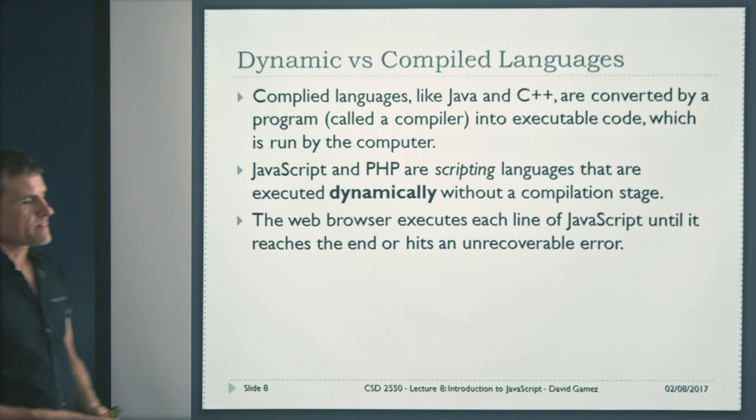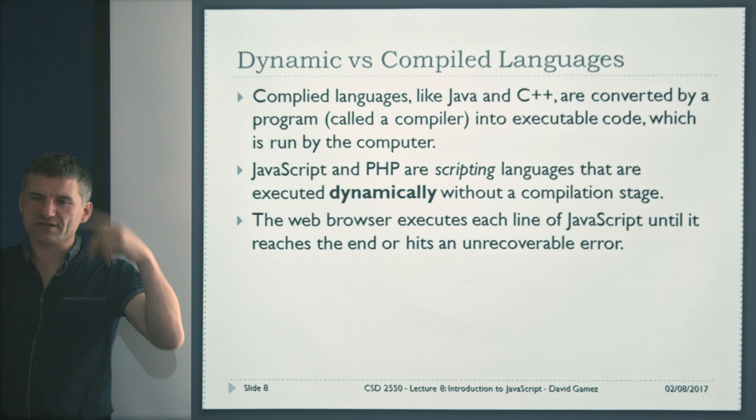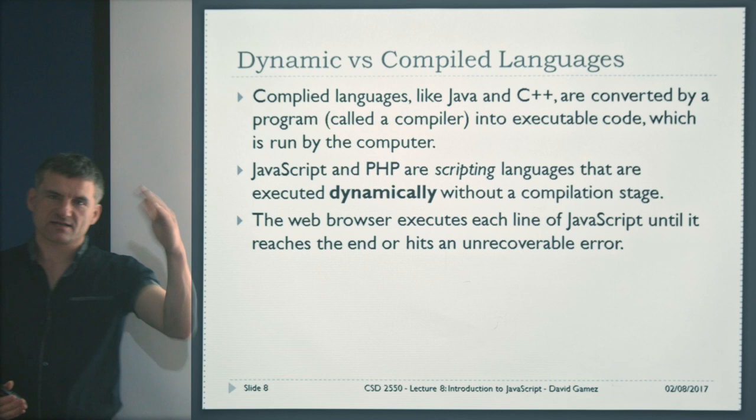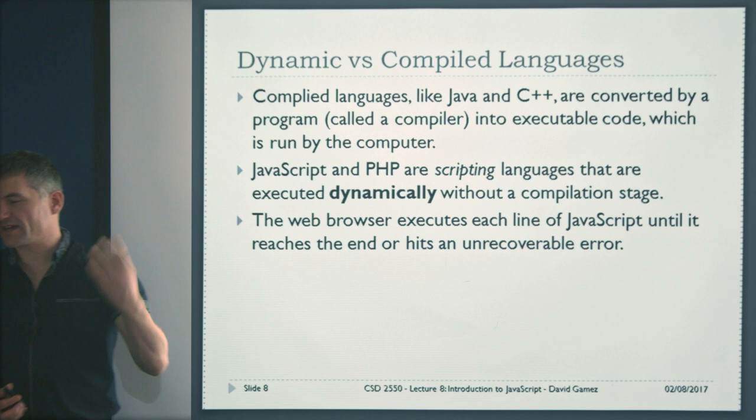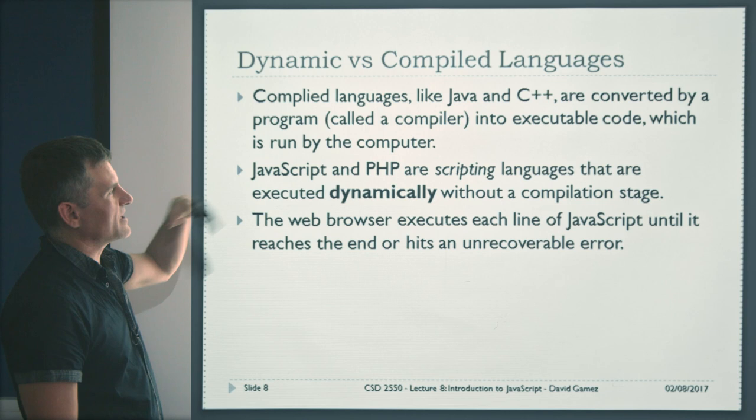Now, so far you've done a fair bit of Java, I imagine. And compiled languages, such as Java and C++, what happens there is you write some text, effectively, and then you have a compiler that converts that text into something that's pretty close to machine code. In Java, it's called bytecode. In C++, it's some kind of machine-specific, architecture-specific machine code. So the compiler converts the text, the script, into executable code, and then that's actually run by the computer or by the virtual machine in the case of Java.